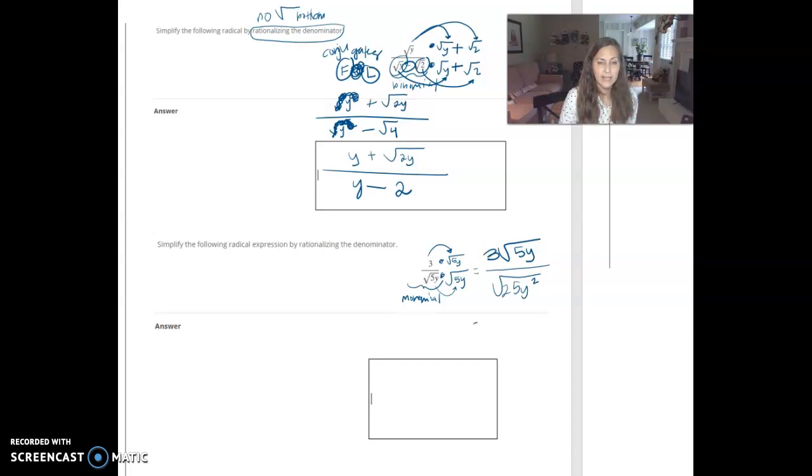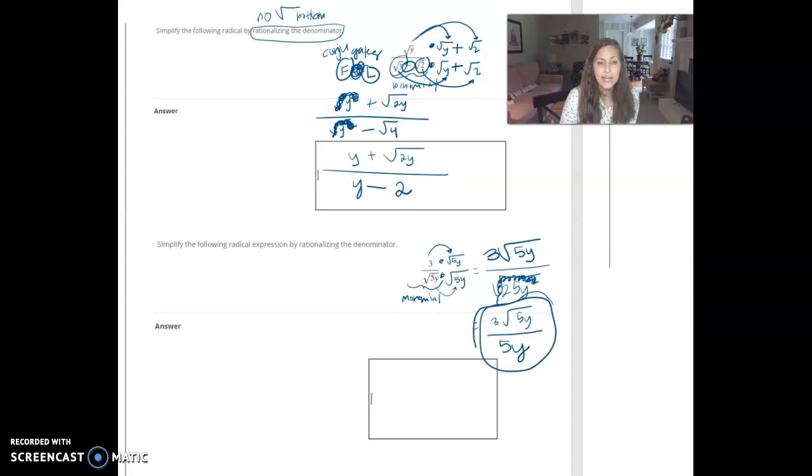Well, we have to keep going. I can't do anything to the top, 3 radical 5y. I can take the square root of 25. The square root of 25 is 5, and then the square and the square root, remember, they get caught up in a tornado, and I'm left with y in my denominator. This would be your final answer.